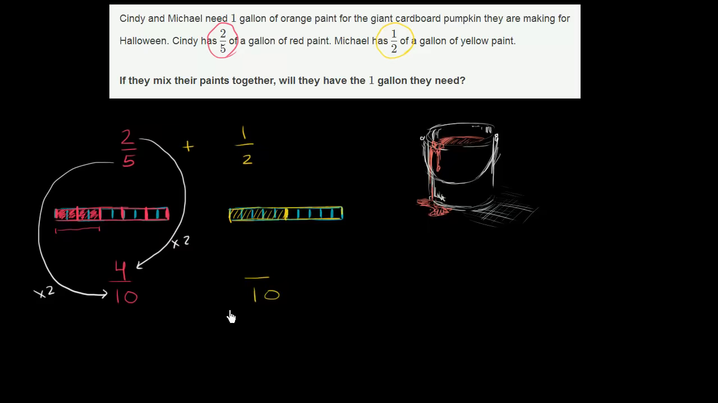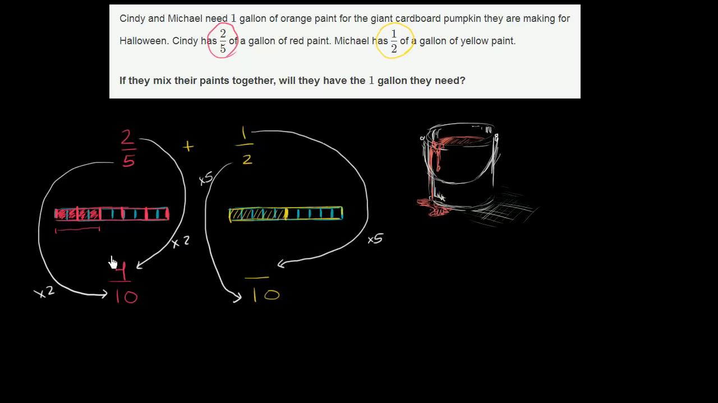Let's do the same logic over here. If you have 2 halves and you want to make them into 10/10, you have to take each of the halves and split them into 5 sections. You're going to have 5 times as many sections. So to go from 2 to 10, we multiply by 5. Similarly, that 1 shaded in section in yellow is going to turn into 5. That 1/2 is going to turn into 5/10.